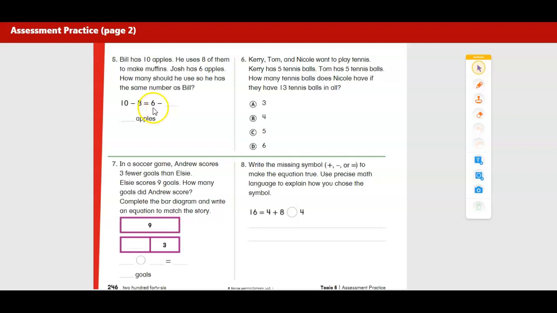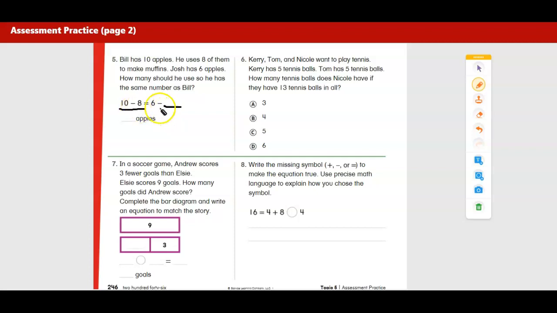We have 6, which is how many apples Josh has. Now we need to subtract the number Josh needs to use so that he has the same amount of apples as Bill. So to solve this equation, you'll solve for 10 minus 8 and get your answer. Then see what number you have to subtract from 6 to get that same answer.